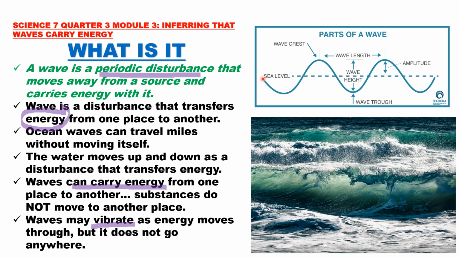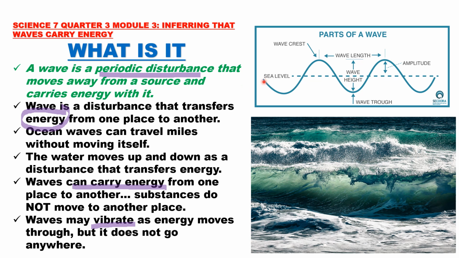So, yung waves natin, siya ay periodic disturbance at yung periodic disturbance natin moves away from a source. So, kung dito nanggagaling yung ihip ng hangin, yung ating wave ay papalayo doon sa source na yun. So, lagi niyong tatandaan na ang wave ay disturbance. Pangalawa, it moves away from a source. Papalayo siya sa source ng wave. At pangatlo, it carries energy with it.